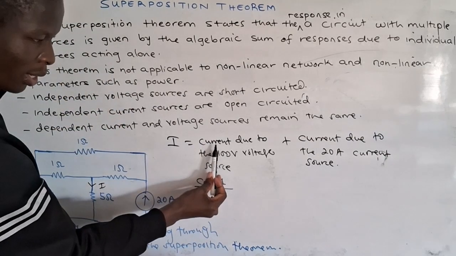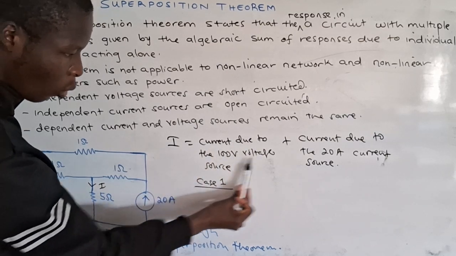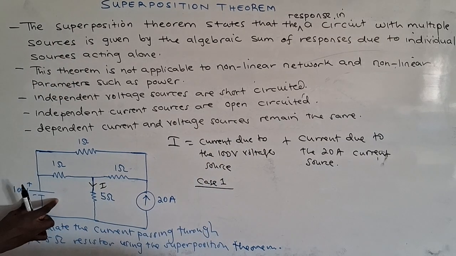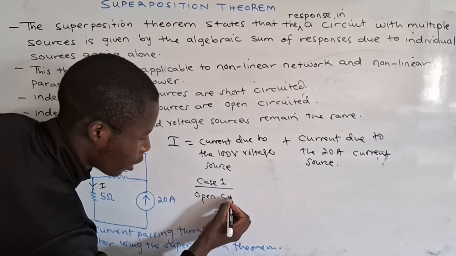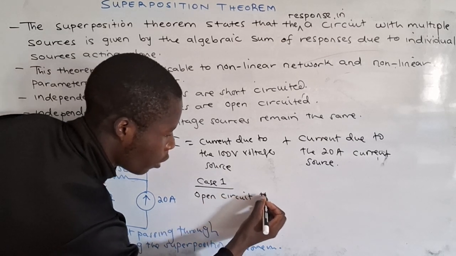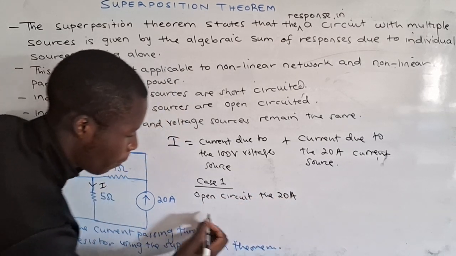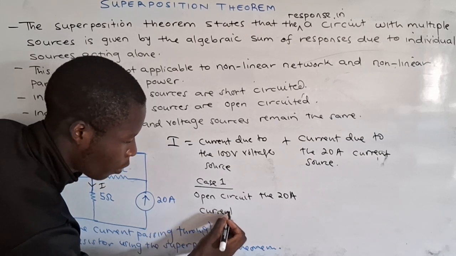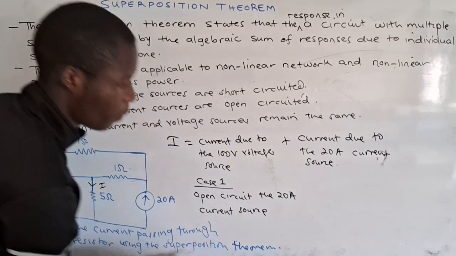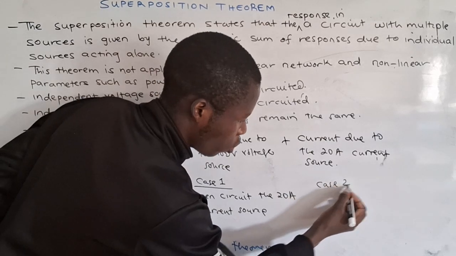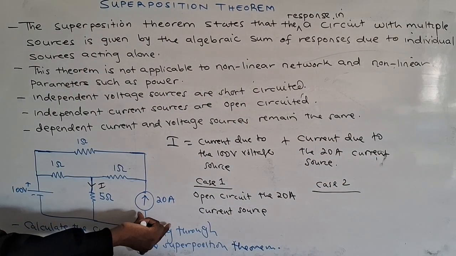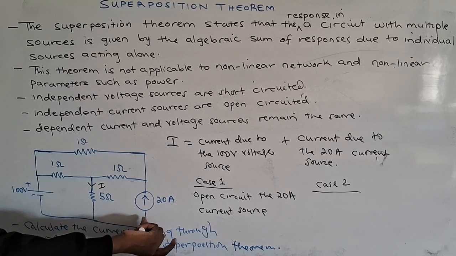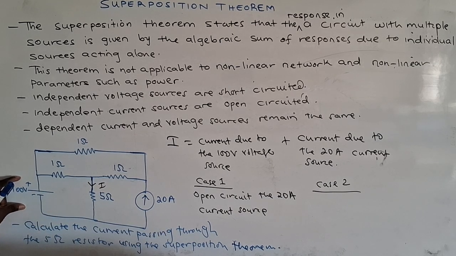you want to calculate the current due to the 100 volt voltage supply. What are you supposed to do? You open circuit the 20 amp current source. Case number 2. What are you supposed to do? You want to calculate the current due to this 20 amp current source. So what are you supposed to do? You should make this equal to 0.